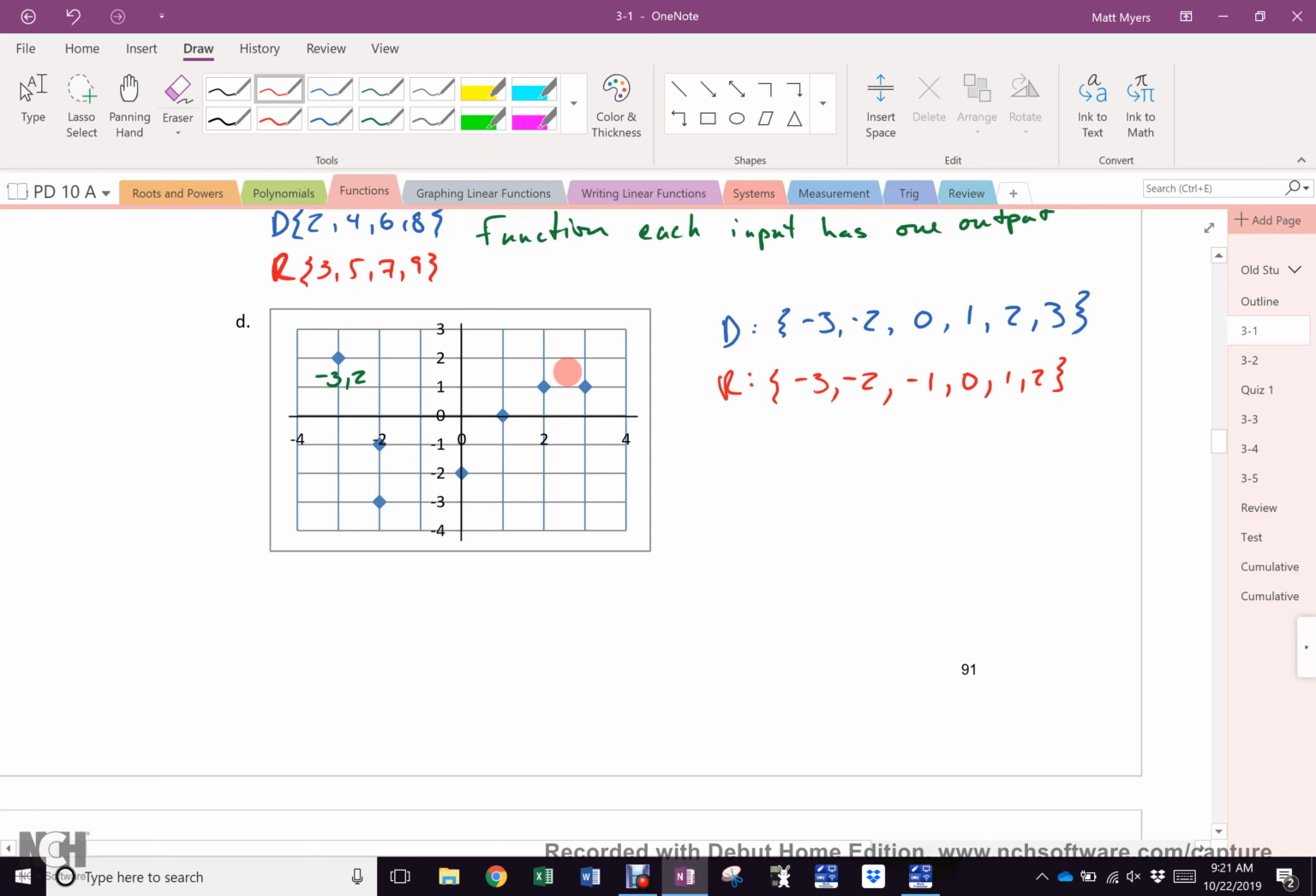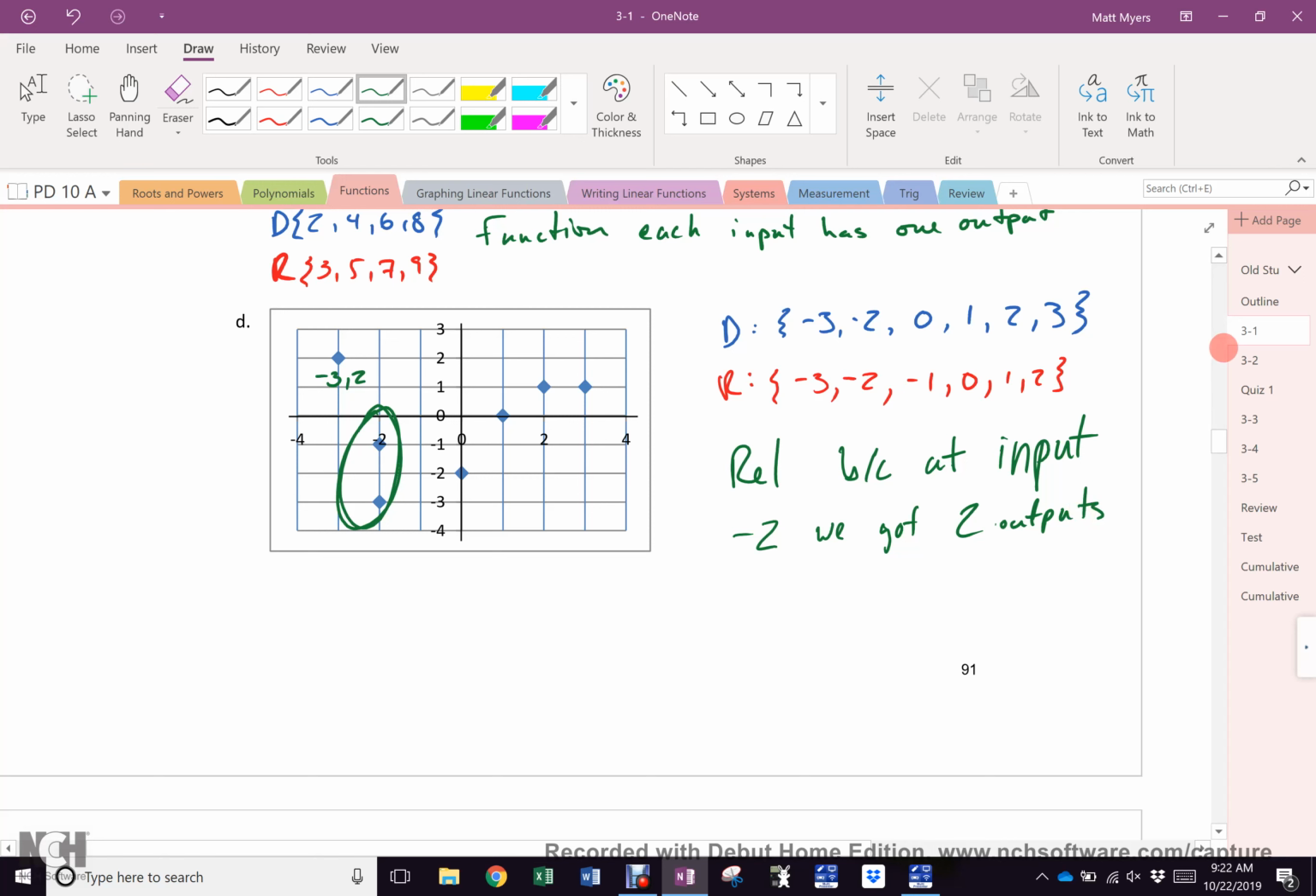Cool? Now, function or relation? Relation. Why? Because the output went to 2 different ranges. At input of what? The input of the domain. Yeah, which input? You're close. Just negative 2. At input of negative 2, we got 2 outputs. And that's not okay. Everybody cool?